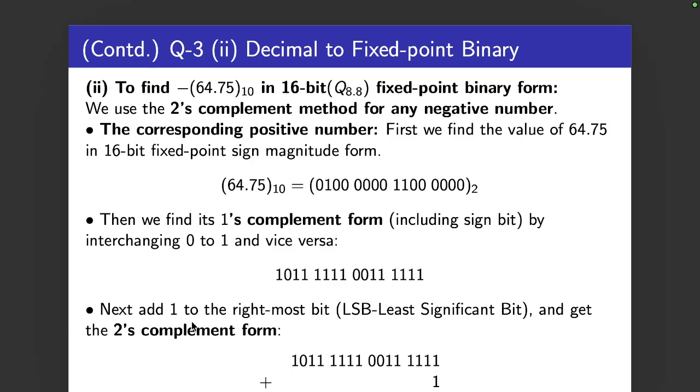Next, we add 1 to the rightmost bit, that is, the least significant bit. This is the rightmost bit, the least significant bit. Add 1, and this gives the 2's complement form. So 1 plus 1 is 0 and carry 1. Then 1 plus the next 1 is 0, carry 1. This 1 plus 1 is 0, carry 1, and so on. And this is the 2's complement form of this.